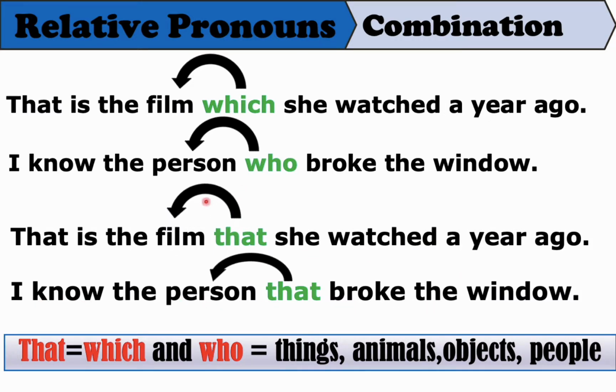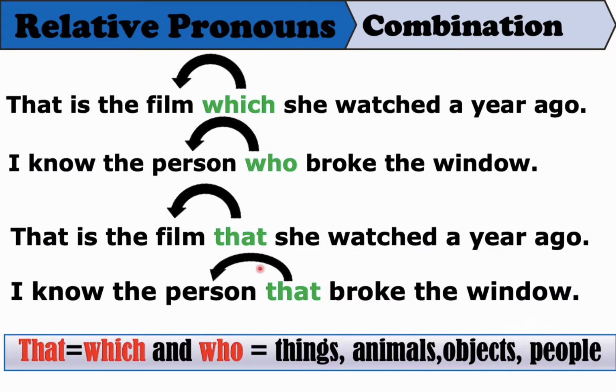So what does that refer to? It refers back to film. And what is a film? It is a thing. Second example, I know the person that broke the window. What does that refer to? Person. What is person? It is people.